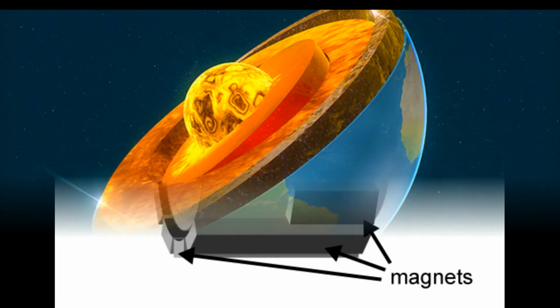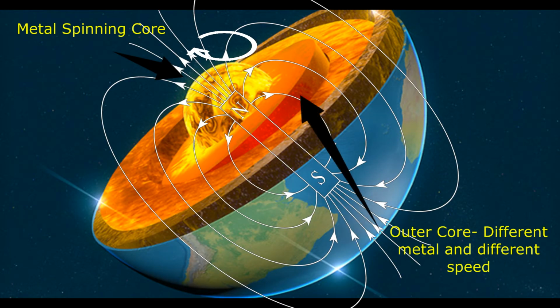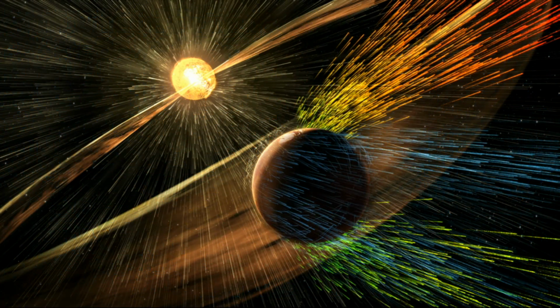Planets actually work the same way. We can see here that there is an inner core, that's a heavy metal core. It's spinning, and there's an outer core, and boom, it's creating a magnetic field. So planets work very, very similar to engines. Spinning metal creates a magnetic field.